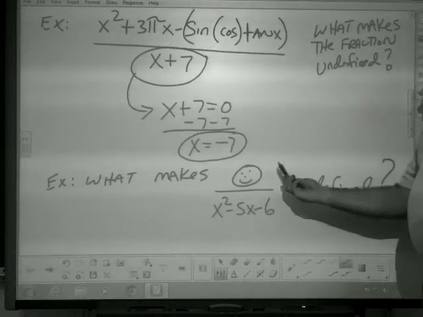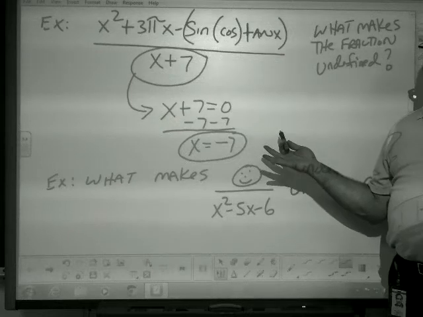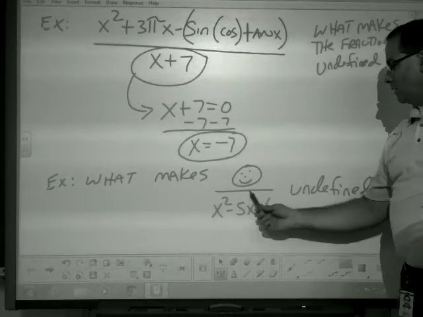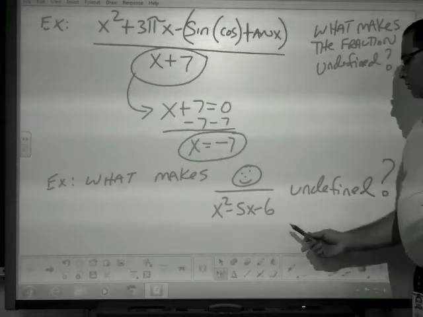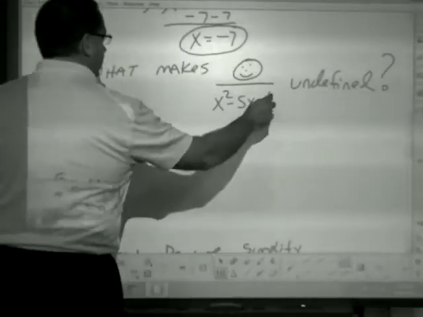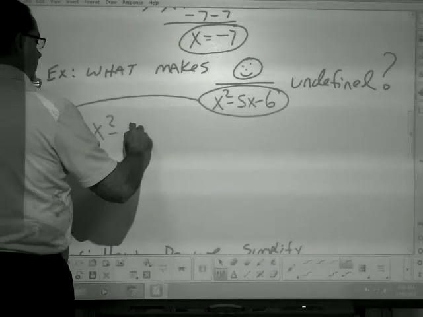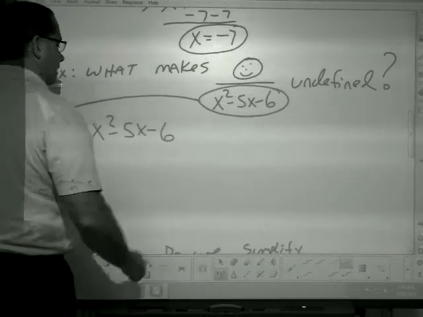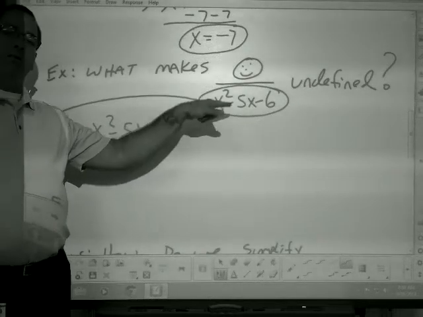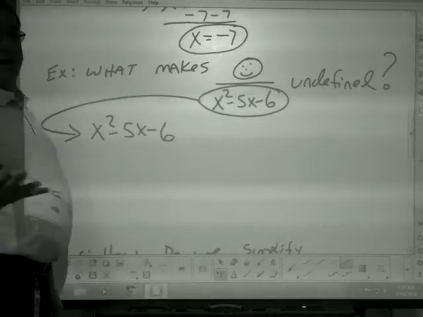So in general, we don't care what's on the top. It could be anything. Smile face. I don't care what it is. What makes this undefined is when the bottom is equal to 0. So how do we solve it? Well, I take this, I'm going to bring it over here, x squared minus 5x minus 6. I set this equal to 0. Why? Because when a 0 is in the bottom of a fraction, the fraction is undefined. It's just a rule in mathematics.